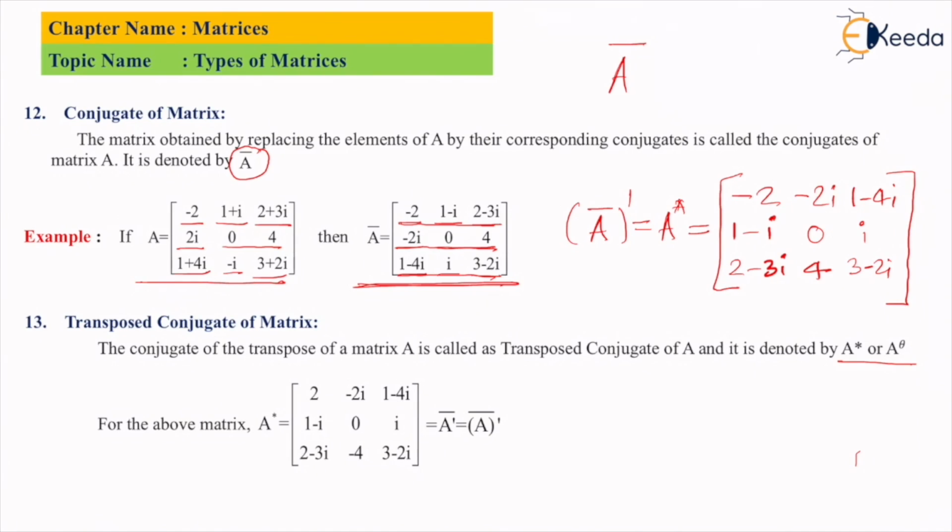Now guys, if you observe this matrix and this matrix, it is exactly the same. So we got the transpose conjugate of the given matrix. Now guys, this transpose conjugate will be useful when we learn the concept of Hermitian and skew Hermitian matrix.